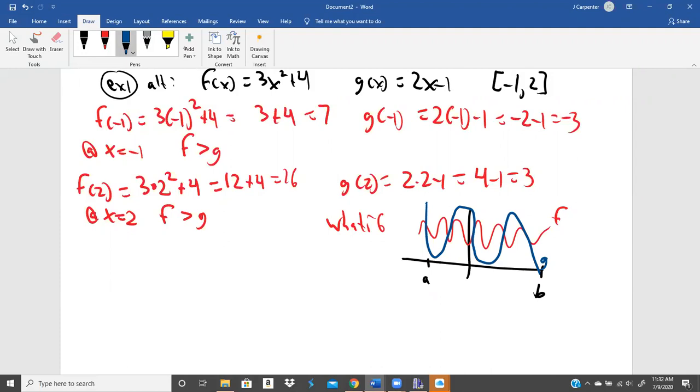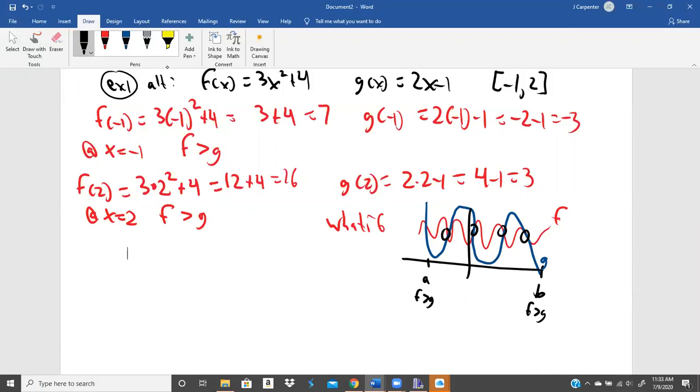So on this graph, on the left point at A, right here, the red's higher than the blue. F is greater than G here. At the right endpoint at B, the red's higher than the blue, so F is greater than G. But look at this. Look at how many times they cross. They cross here, they cross here, and they cross here, and they cross here. They cross 4 different times.